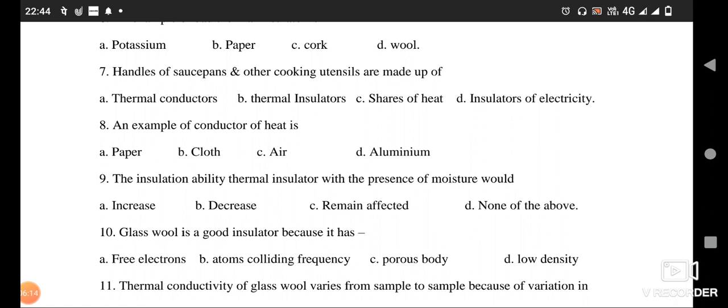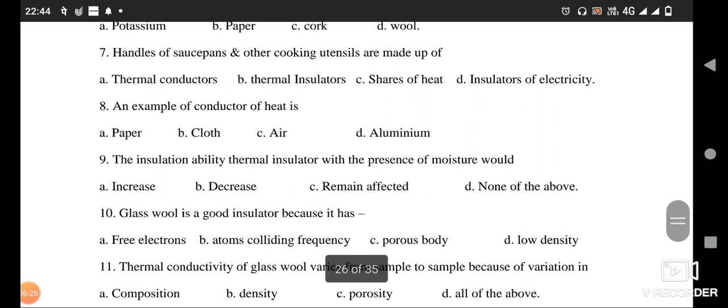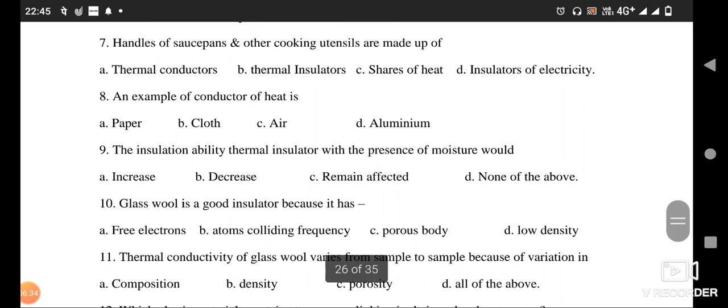these frying pans or cooking utensils are heated, they are made up of metal, and we have to lift them by holding their handles. So obviously those handles should be made up of thermal insulators, so that we will not get any burn to our hand. Okay, so option number B, thermal insulator, is correct here.